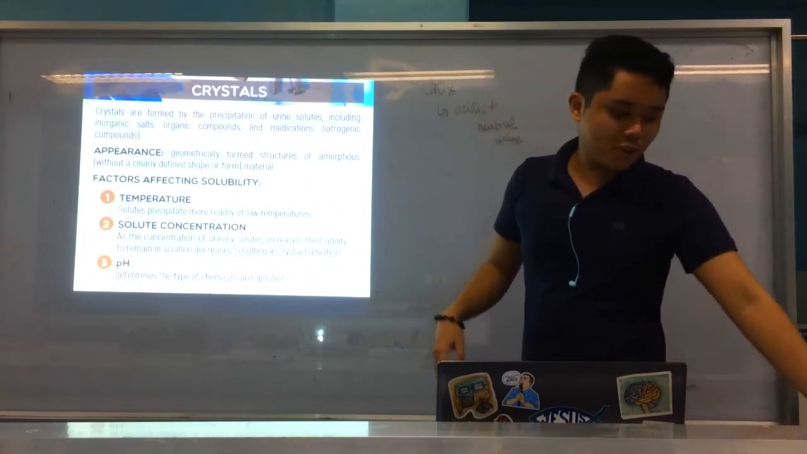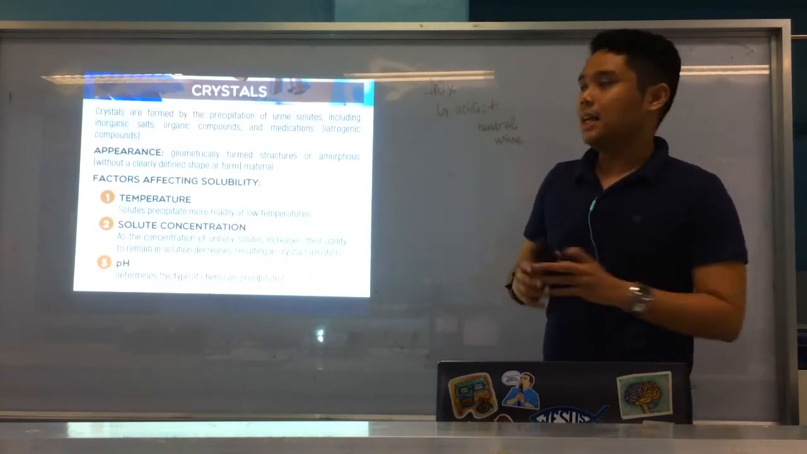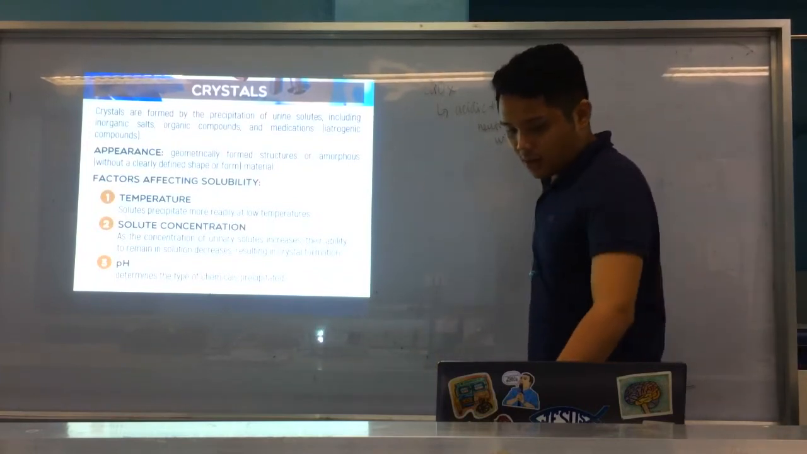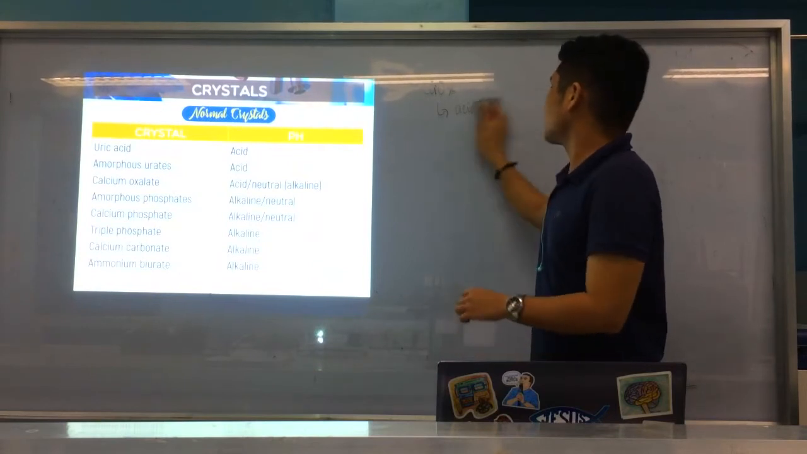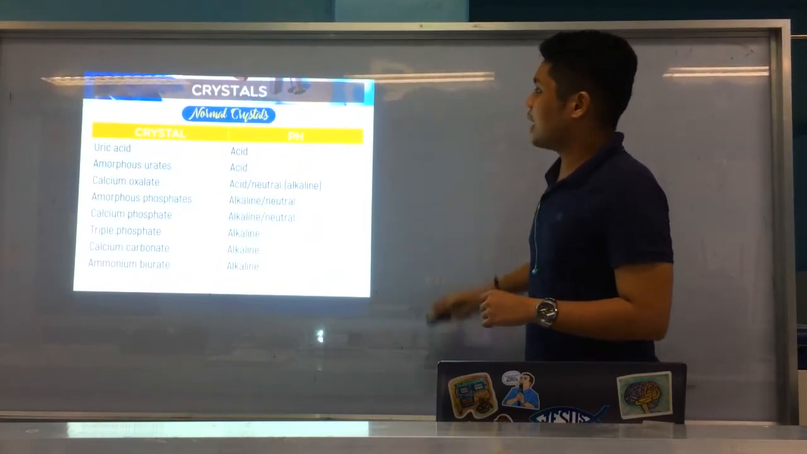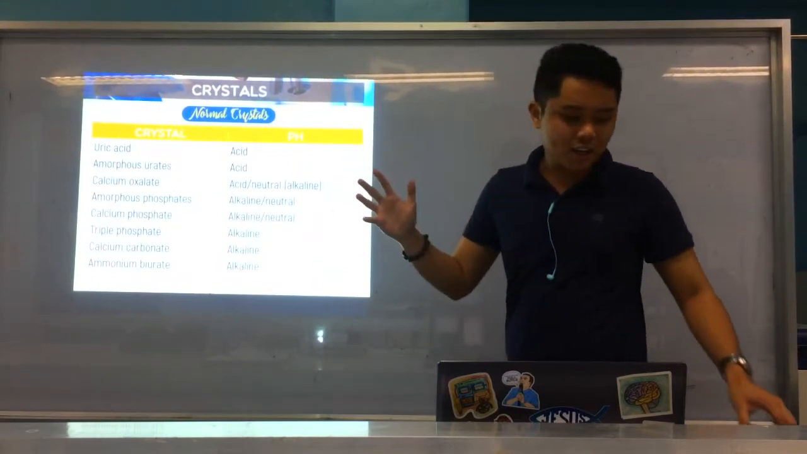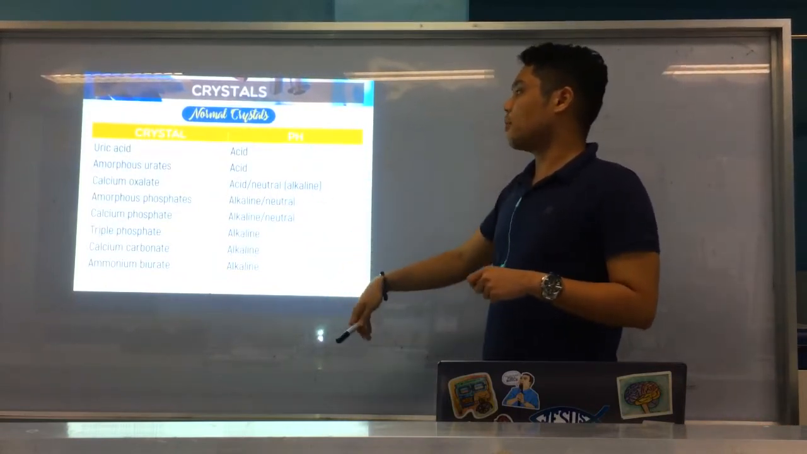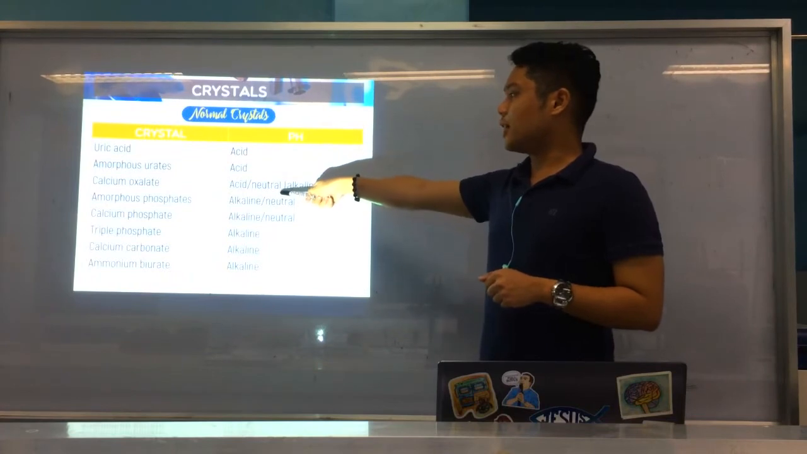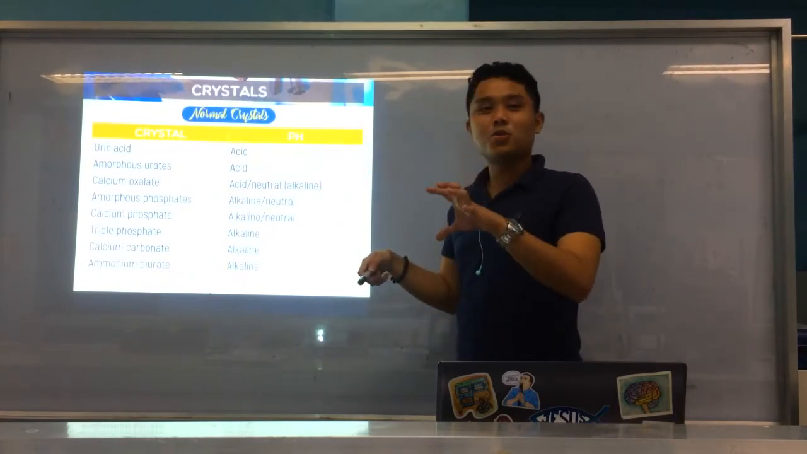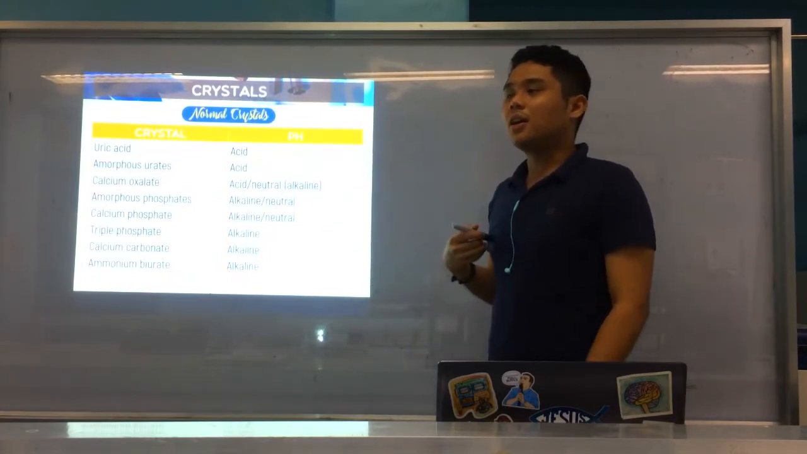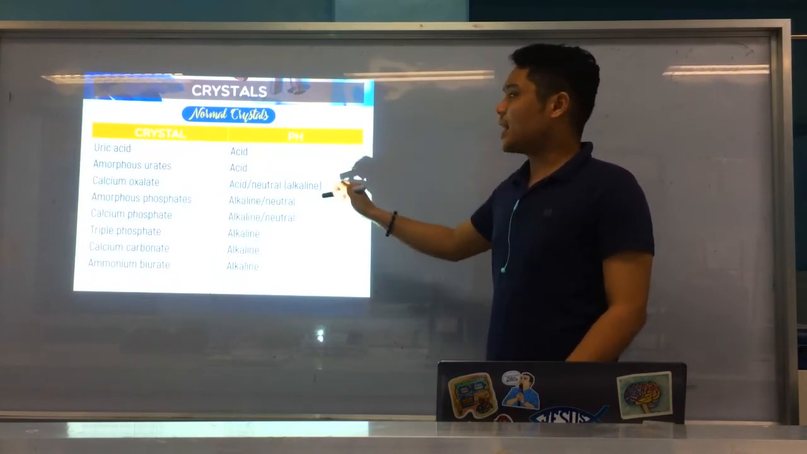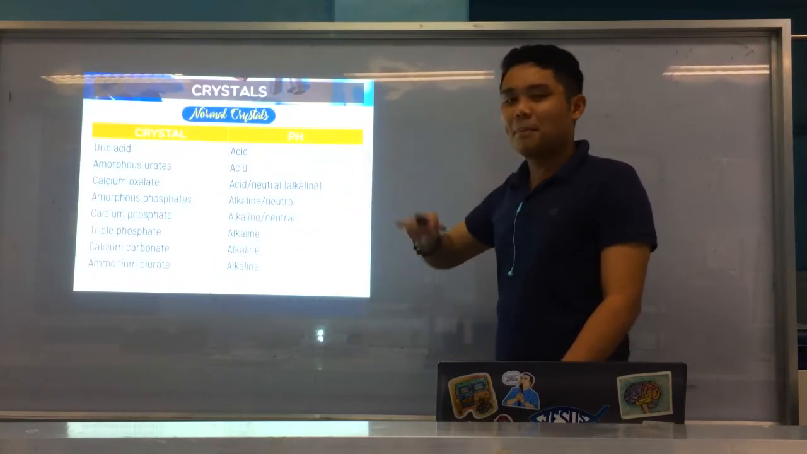Okay. Yeah. So that is the point. These are the different factors affecting solubility. Okay. Alright. So now, we'll start first with the normal crystals. As you can see, again, uric acid varies. It's either acidic or alkaline, but these are considered to be normal. When you see acidic, usually those are uric acid and urates. Alkaline ones are phosphates, carbonates, and biurates, right?